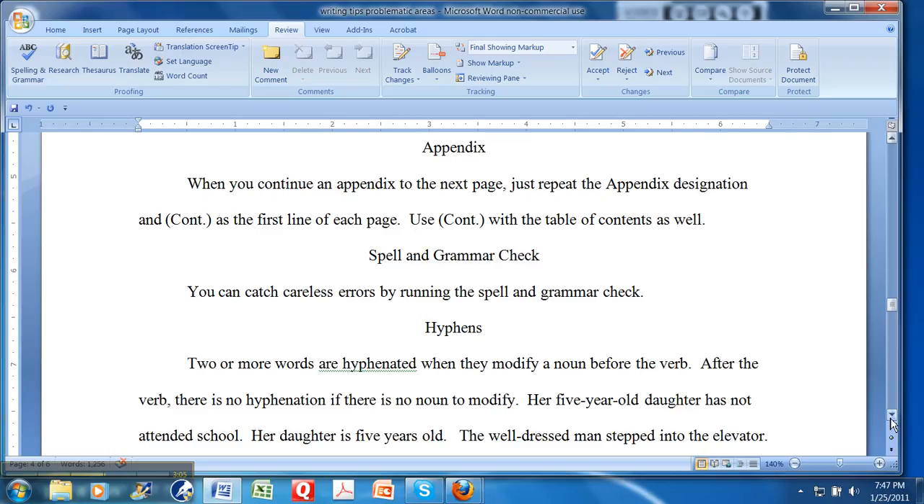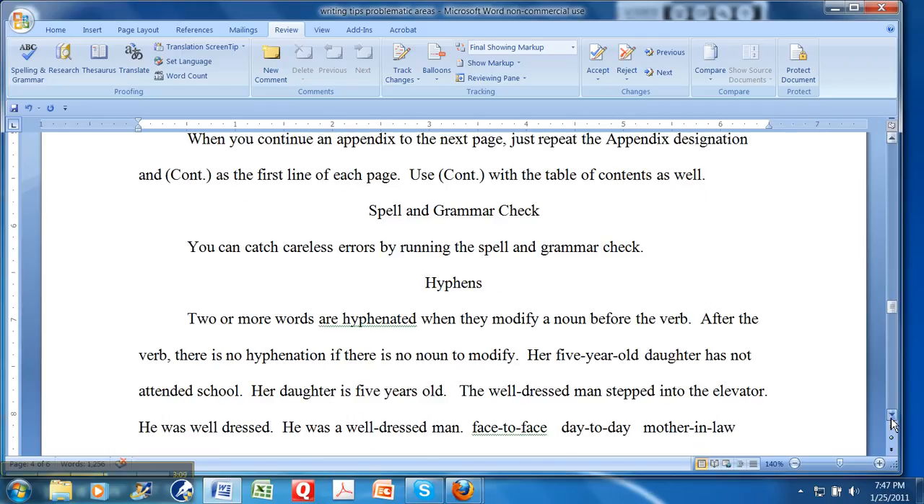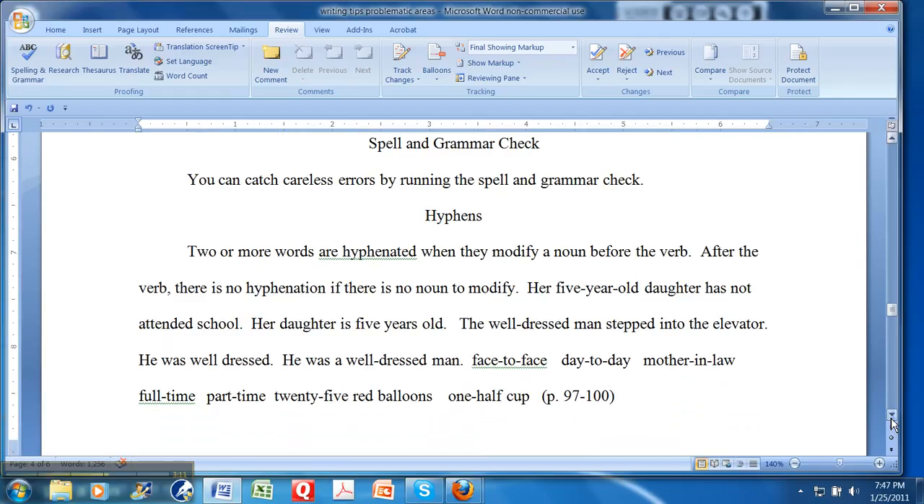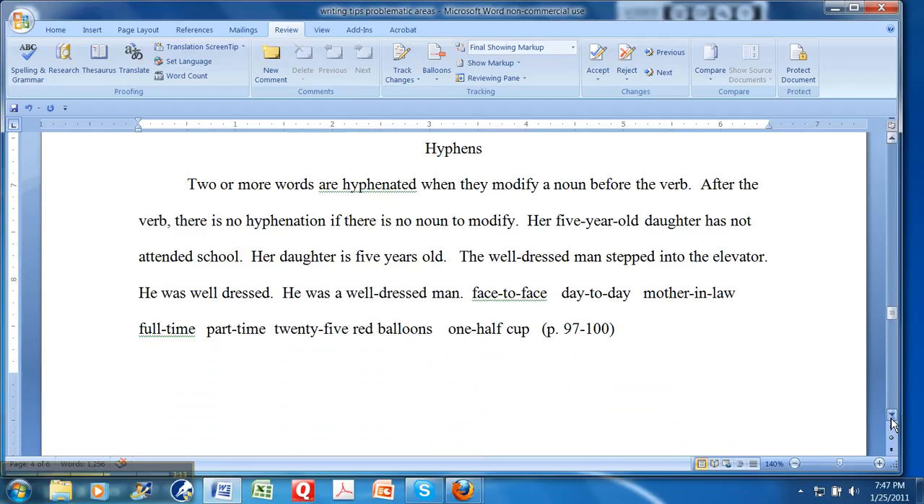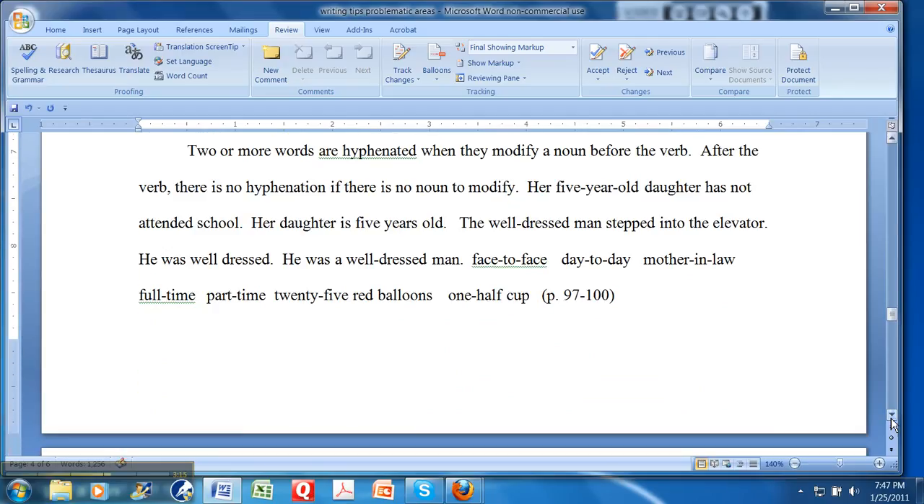Hyphens. When you have 2 or more words that modify a noun, usually before a verb, they are hyphenated. After the verb, usually there's no noun to modify, so they're not hyphenated. Here's some examples. Her 5-year-old daughter has not attended school. So 5-year-old is describing daughter, and so that's why these are hyphenated. But her daughter is 5 years old. There's no noun to modify, so there's no hyphens there.